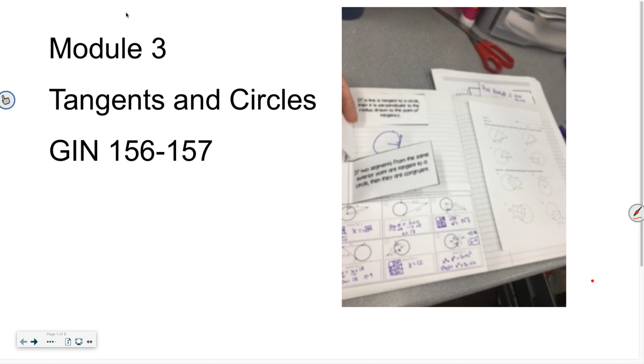Right, so this is Module 3 for Chapter 11, and this module is over tangents and circles and what those go together with. This goes in your notebook on page 156 and 157, and I have a picture here so you can kind of have an idea of how it should look in your notebook. You have the flaps with the pictures drawn underneath it, some problems we work out, and then some more problems over there.